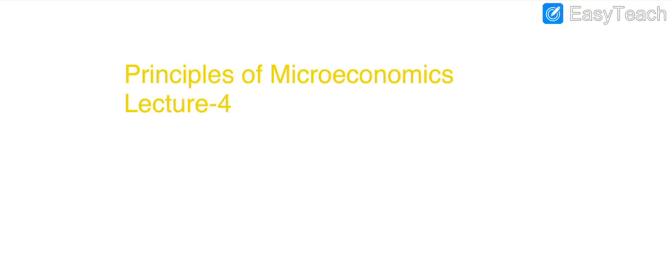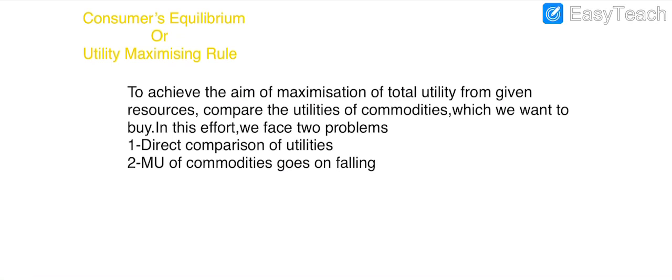Principles of Microeconomics Lecture 4. Today we are going to start Principles of Microeconomics. The topic name is Consumer's Equilibrium, our utility maximizing rule.